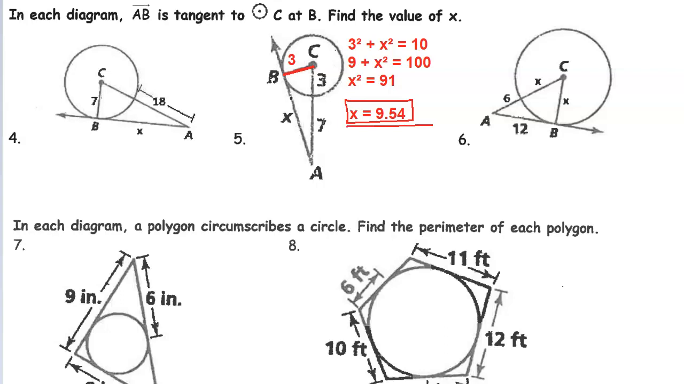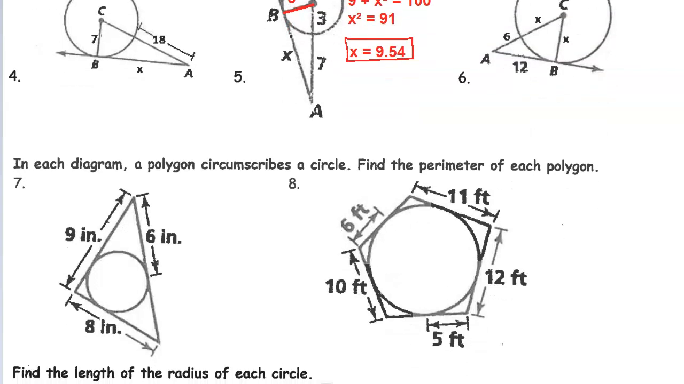So x equals 9.54. All right, now, we've done a lot of problems like number 7. We did one on a quiz. We've done it all over the place where we try to find the perimeter. And it's based on the idea that if you have a tangent segment and another tangent segment, and they come from the same point, then they are congruent.